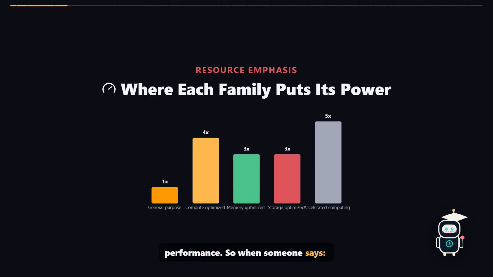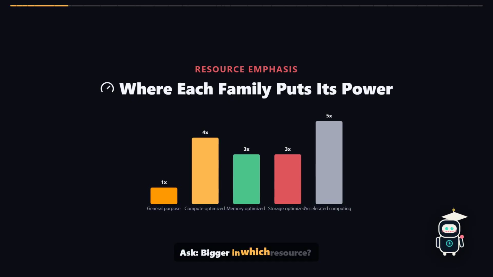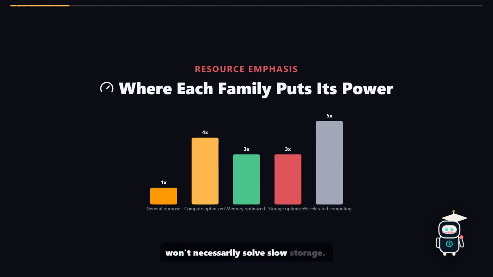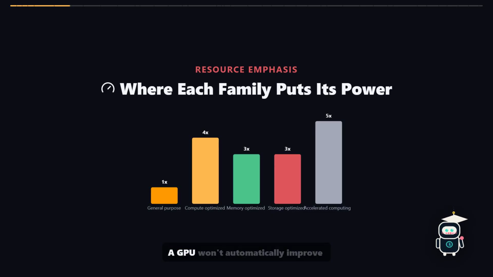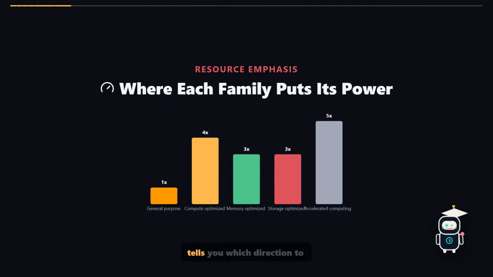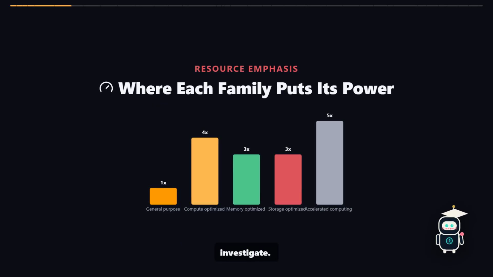So when someone says, just get a bigger instance, ask, bigger in which resource? More CPU won't necessarily solve a memory bottleneck. More RAM won't necessarily solve slow storage. A GPU won't automatically improve software that isn't designed to use it. The family gives you a direction. The workload tells you which direction to investigate.